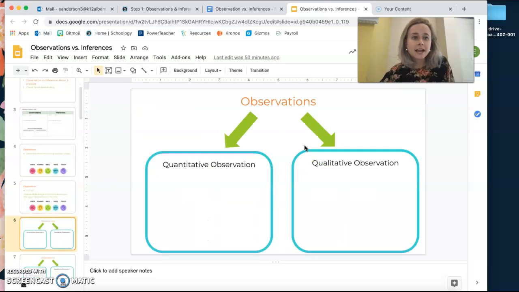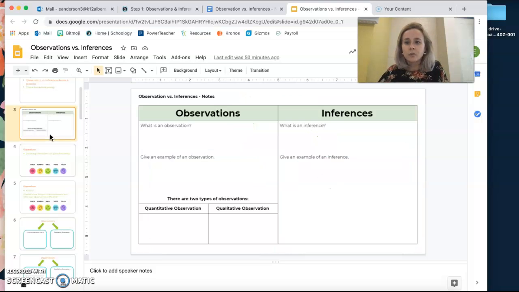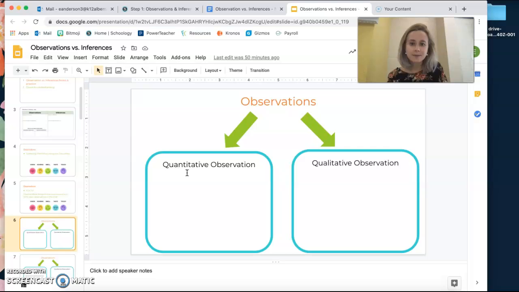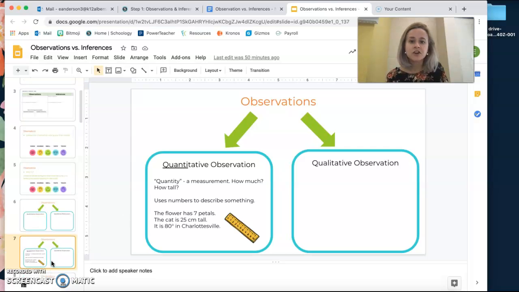All right, there are 2 types of observations, quantitative and qualitative. We are right here in the note sheet. If at any point you have to pause this video, go ahead and pause so you can write it, okay? So the first type is quantitative observation. The word quantitative contains a word that sounds like quantity. And quantity, if I want to know the quantity of something, I want to know how much. So quantitative observations, it's a measurement. We're answering the question how much or how tall. Quantitative observations are any time we use numbers to describe something.